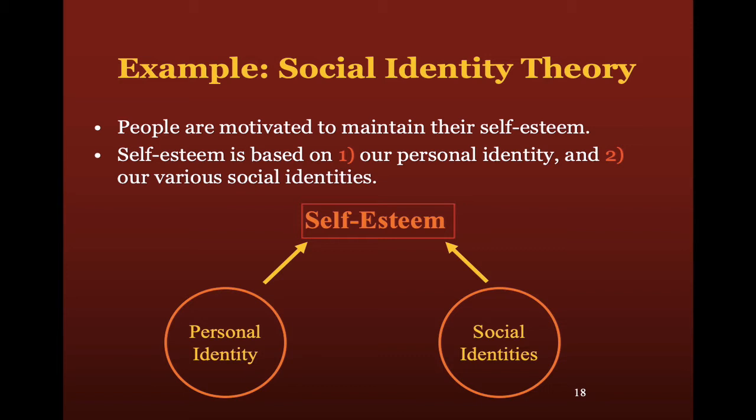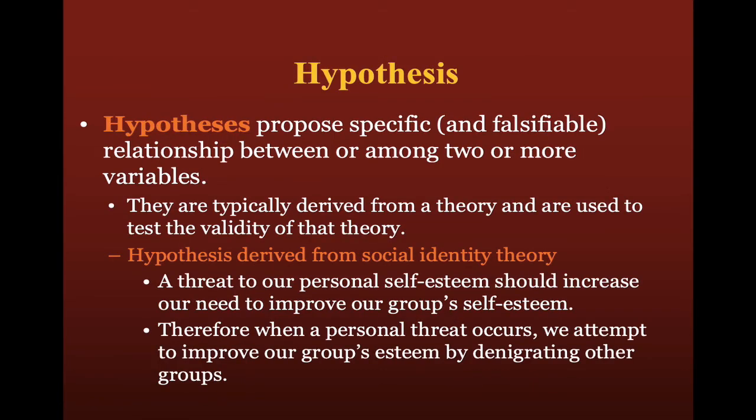their various social identities. So as I visualize here, you have someone's self-esteem, and it's partly derived from their personal identity, so me as an individual, but also from my social identity, so me as being a male or being a professor or being a black person. Those are all my social identities, and they also impact my self-esteem. So hang on to that theory for a minute. We're going to come back to it.